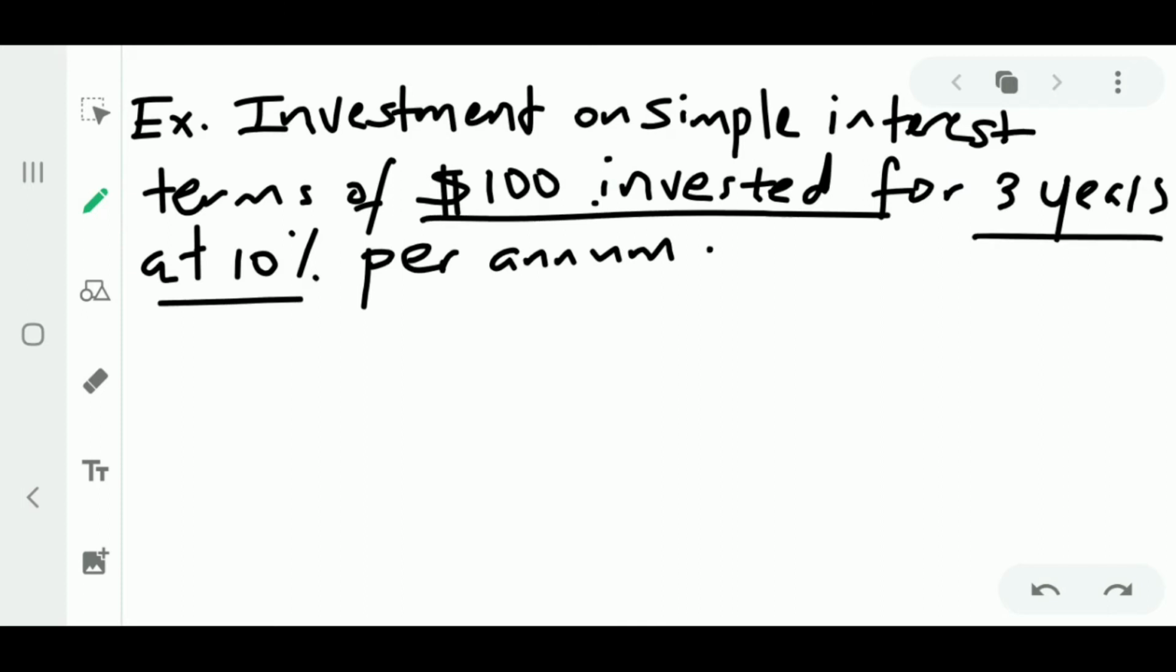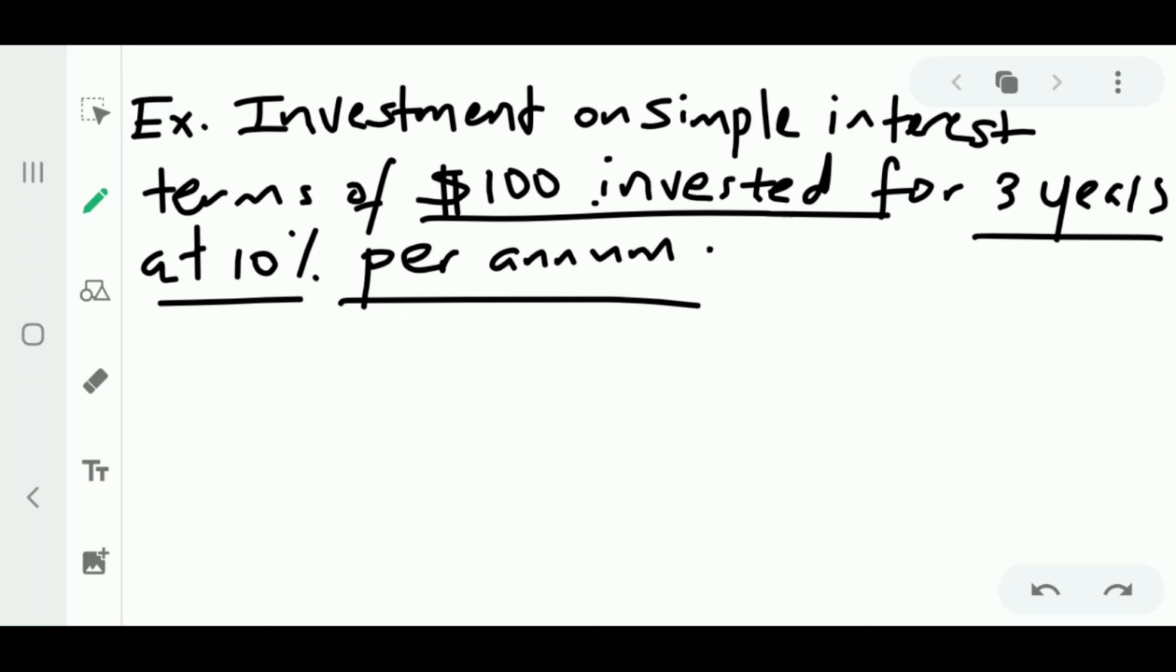Now per annum means per year, right? So the number of years is usually in relation to the percentage because of this. One way of solving this is to realize that each year the investor will receive interest equal to 10%, and we're doing this for 3 years.